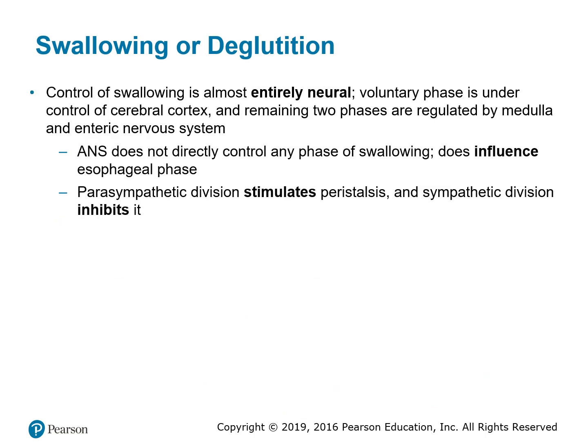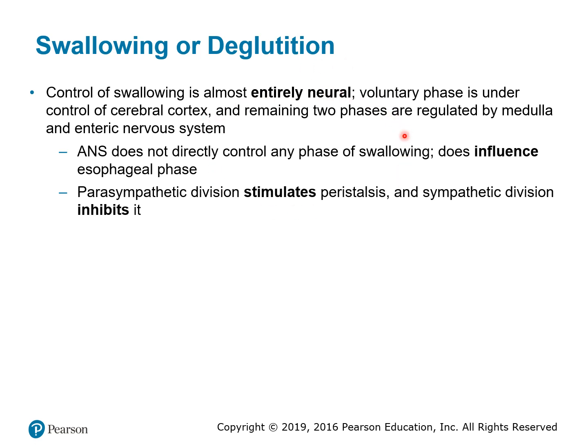So swallowing, or deglutition, like I said, is very important. It is part voluntary and part involuntary. You voluntarily chew and swallow, but then there's some involuntary part there as well. By the way, this phase is voluntary. The phase that is voluntary is controlled by the cerebral cortex, and the remaining phases, which are involuntary, are controlled by the medulla, and the enteric nervous system. The autonomic nervous system does not control all of the phases of swallowing.